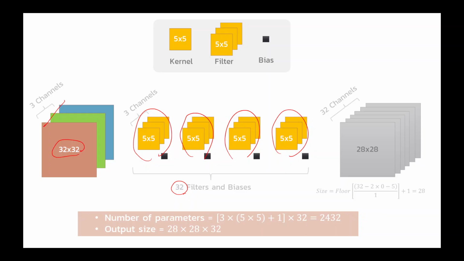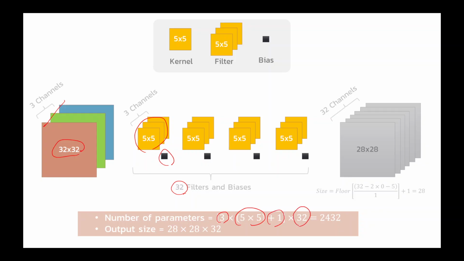So how many parameters do we have as of now? Each filter is 5 by 5, and there are 3 of them, so 5 by 5 multiplied by 3. But we also need biases, so we plus 1. And we need 32 of them. So that calculates to be 2,432 parameters.